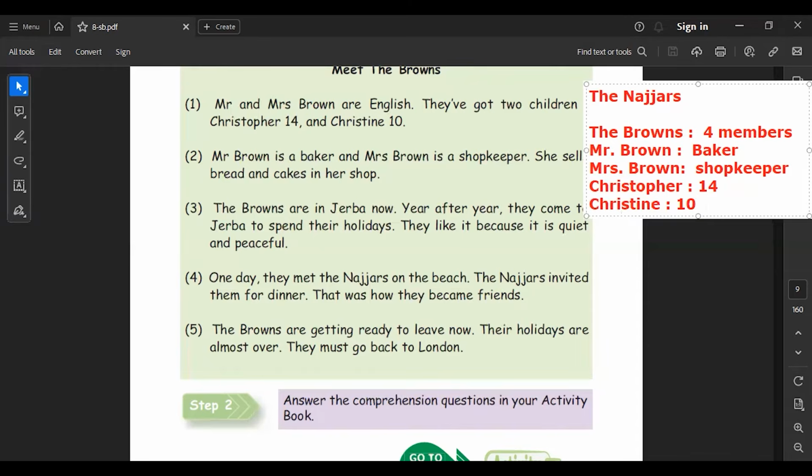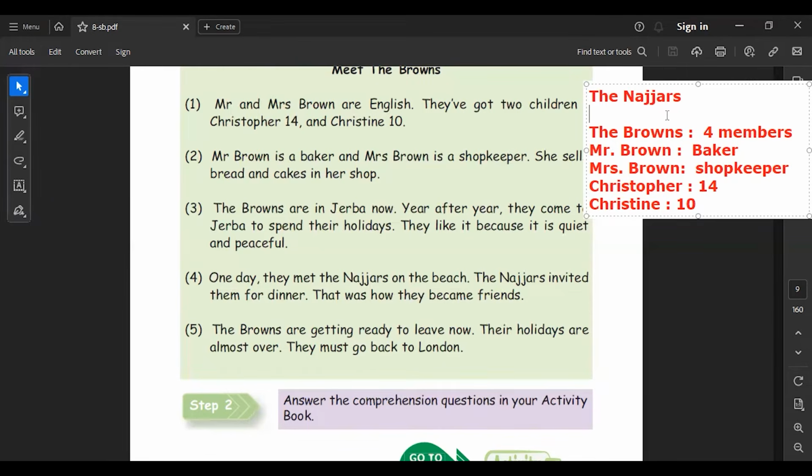Okay, so the Browns is composed of 4 members. We have Mr. and Mrs. Brown. Mr. Brown is a baker. Mrs. Brown is a shopkeeper. They have got 2 kids. We have Christopher, who is 14 years old, and we have Christina, who is 10 years old.